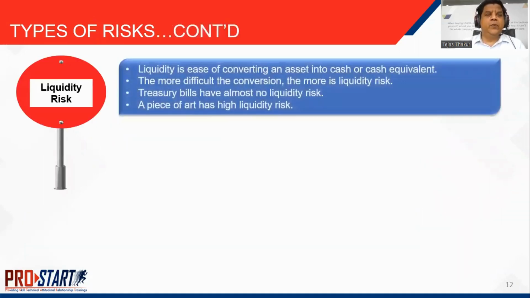Types of risk continued. So you have liquidity risk. Liquidity, everybody understands. What is liquidity? The ease of converting anything into cash and cash equivalent. What is liquidity risk? The more difficult it is to convert things into liquid, that is more liquidity risk. Treasury bills, or the T-bills, have practically zero liquidity risk because there is nothing which stops you from trading them. Okay. Similarly, a piece of art, a sculpture, a painting, these have very high liquidity risk, because if you get a buyer, fine. If you don't get a buyer, you cannot do anything.